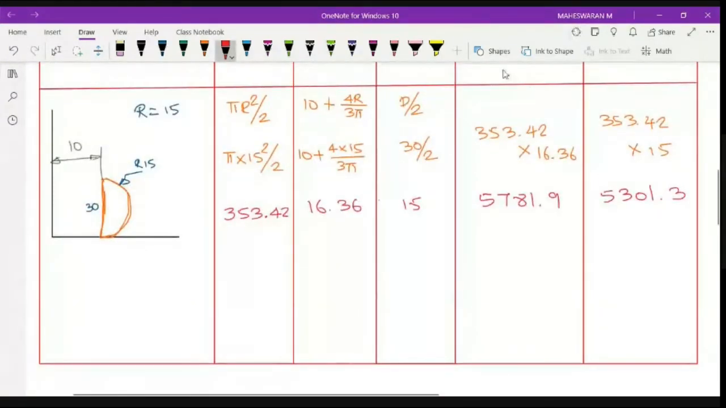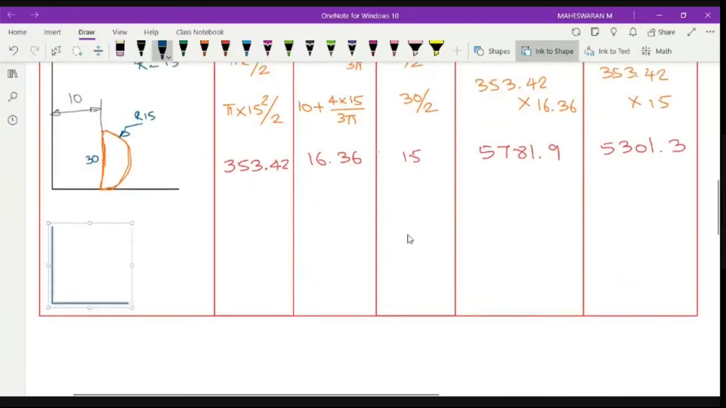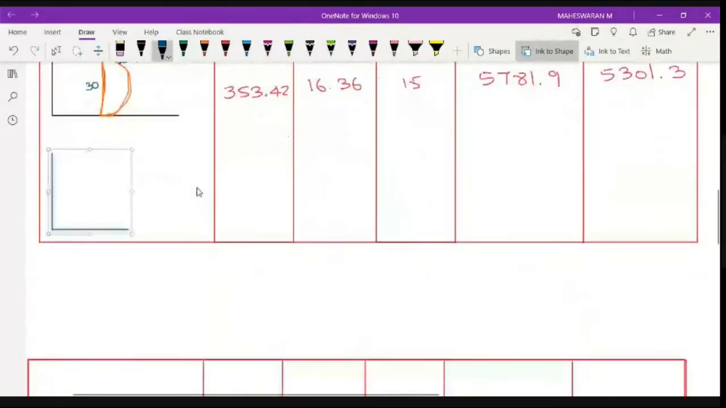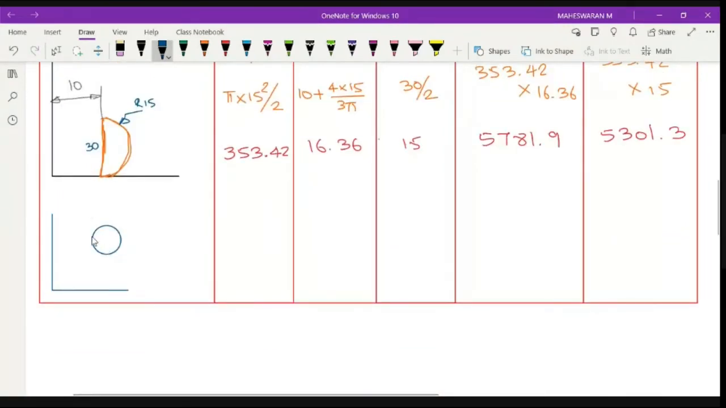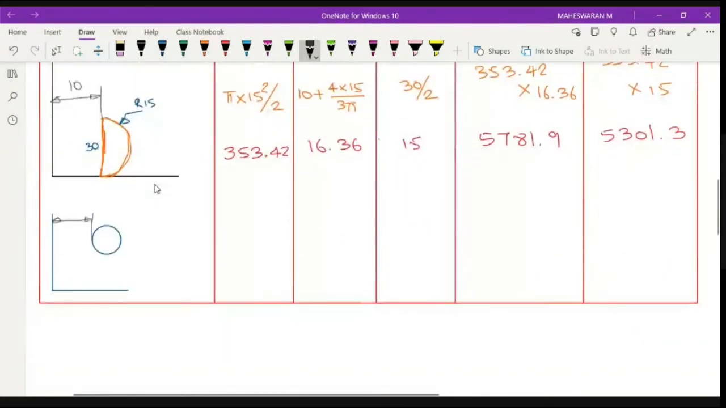The last step is the circle. We have a circle, so we'll proceed with it. My circle is somewhere at the top, here. This is the location of my circle. When I look at the dimension with respect to this, it is not from the center but from the starting point, so that is important. From here, that is my offset distance along the x-axis. Totally it is 10, and 5 you are subtracting, so the offset distance for the circle is 5.